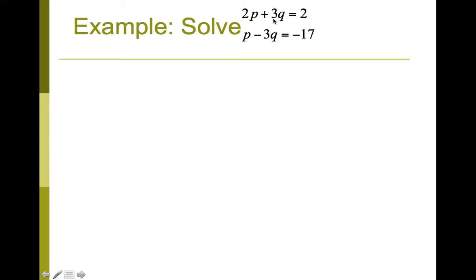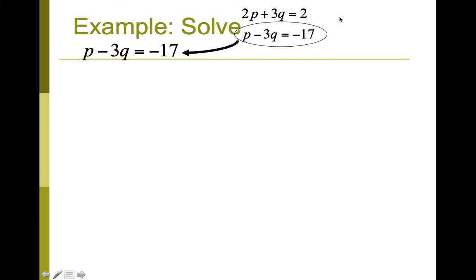So 2p plus 3q, and they use p and q here instead of x and y, but it's the same thing. So we have 2p plus 3q equals 2, and p minus 3q equals negative 17. So with that, we're going to pick this one because we'll solve for p, because solving for p is going to be really easy. All we got to do is add 3q to both sides. Then we'll take what we solved for as p and plug it into the first formula. So now we don't have p anymore, we just have q a couple of times.